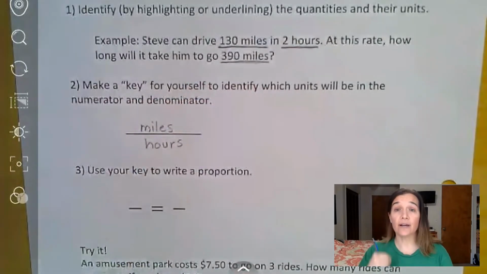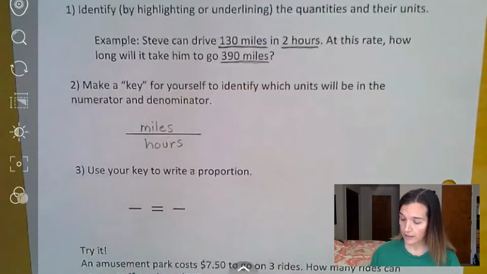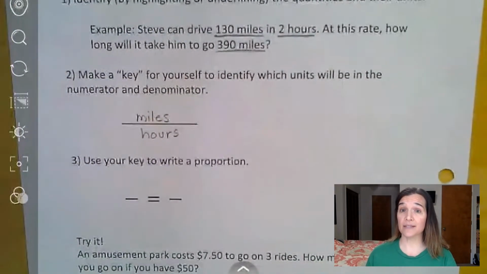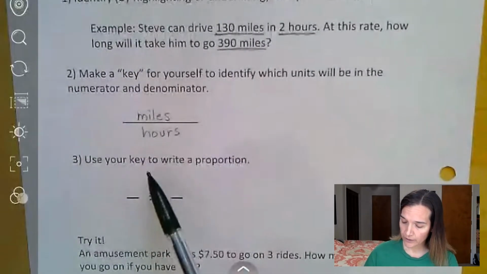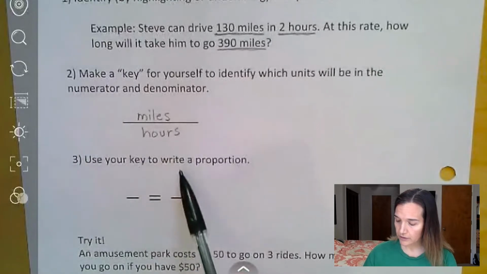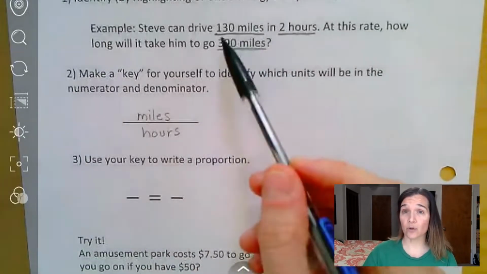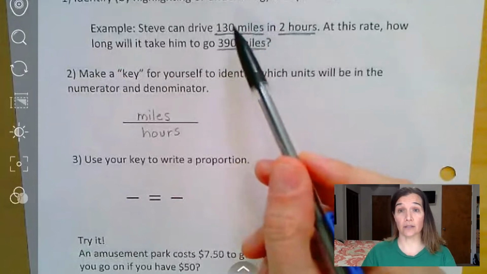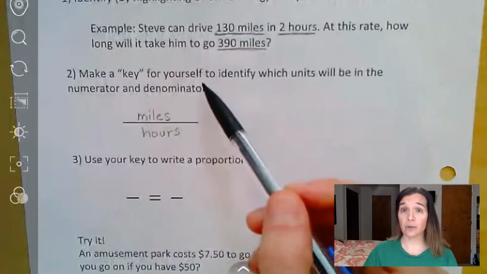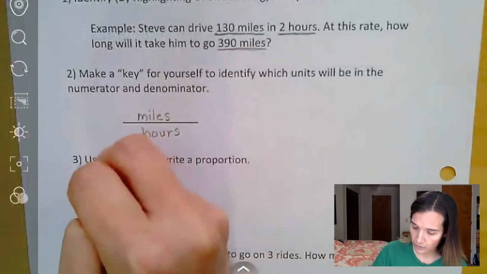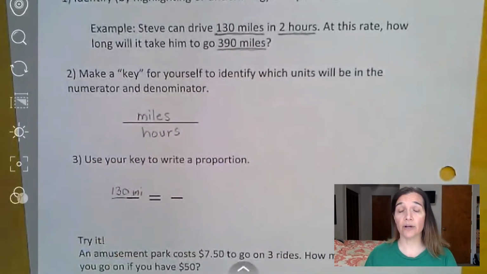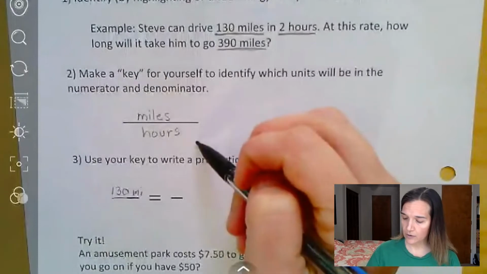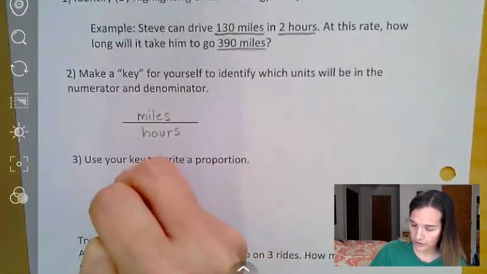It's helpful to actually write this while you're writing the proportion as well. It helps you not make as many mistakes because you'll see the units there and think, oops, that's the wrong spot. Okay, so we're going to use this key here to write a proportion. Our first sentence told us 130 miles in 2 hours. That's going to be our first fraction. I said I'm going to put miles in the numerator, so I'm going to write 130 miles up there in my numerator. And I said hours in the denominator, so I'm going to put my 2 hours right here.